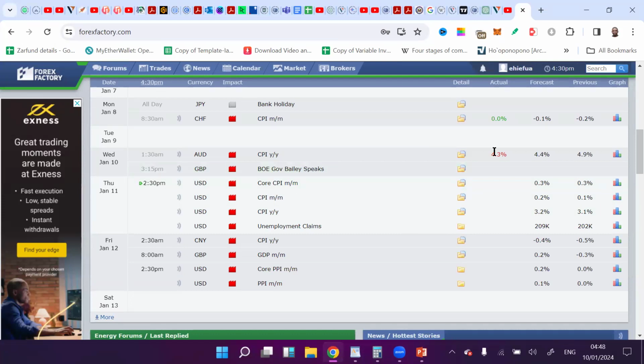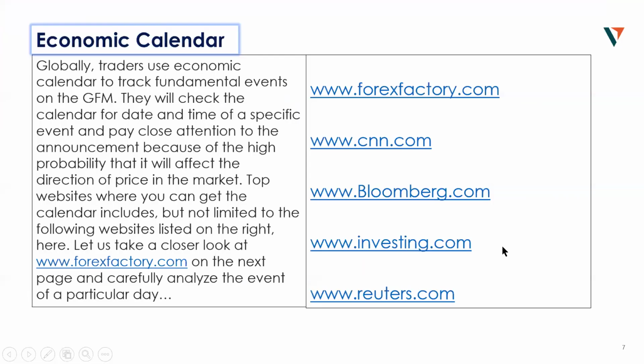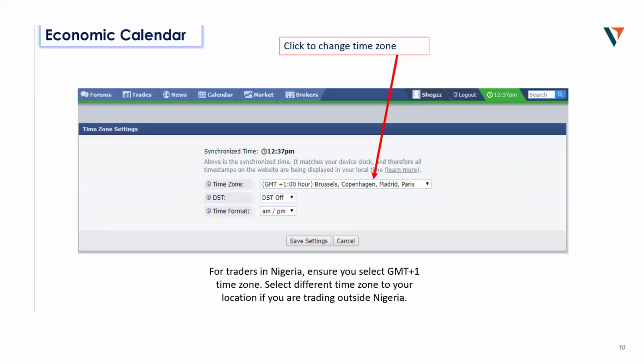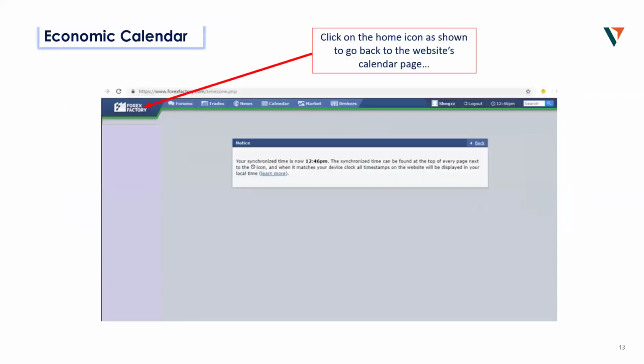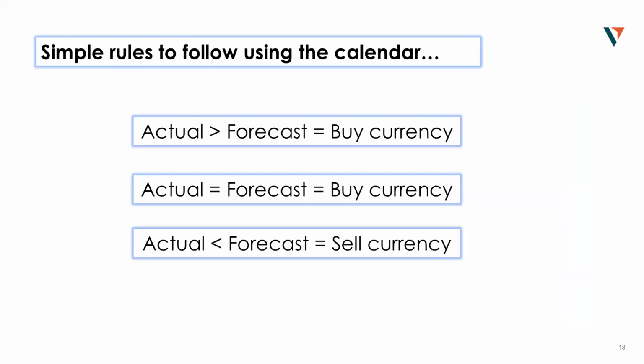Yeah, so now let's go back to the slide here. We said before that these are the websites you go to, but Forex Factory is what we pay more attention to, okay? Forex Factory is what we pay attention to. Let's just scroll here. Now, simple rules for using the calendar.